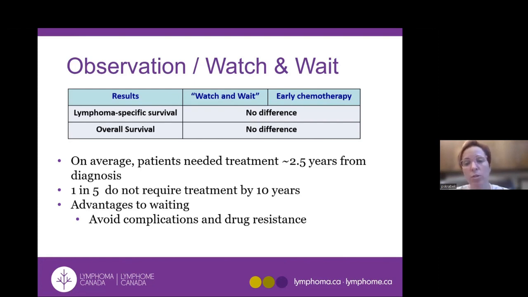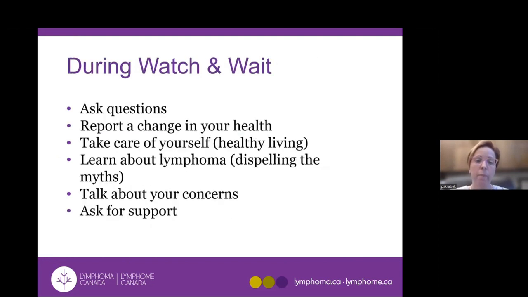So we can introduce complications and side effects sooner than we need to. On average, patients do need treatment within about 2.5 years from diagnosis, but there's a portion of patients, 1 in 5, have not required treatment by 10 years of follow-up, and some that never require therapy. And so by treating earlier, we're over-treating those patients that are ultimately never going to need it. There are some advantages to waiting, so you don't introduce complications, but also you don't introduce potential drug resistance until you need to, basically. So during watch and wait, what should a patient do?